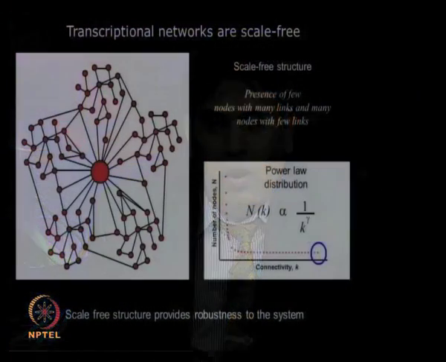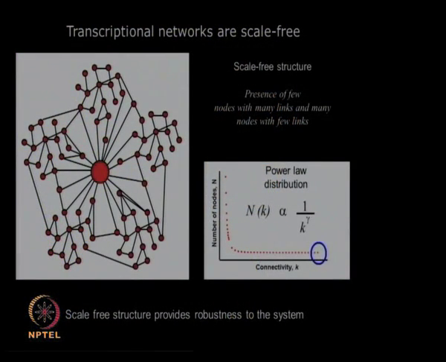Another property that is of great interest in understanding biological networks is the scale-free structure. While a lot of biological networks are documented and shown to be scale-free, transcriptional networks are also documented to be scale-free structures. So, what exactly are scale-free networks? Scale-free networks correspond to the structure of a network where there are few nodes which are highly connected. For instance, in the network figure that you see to the left, there is a big red node which is highly connected. But there are not many such highly connected nodes. And there are many nodes which are very poorly connected.